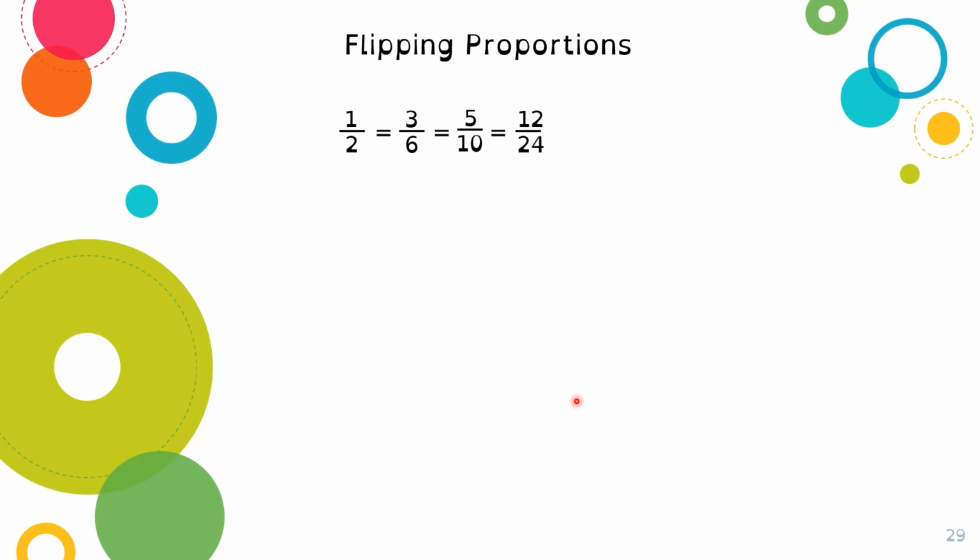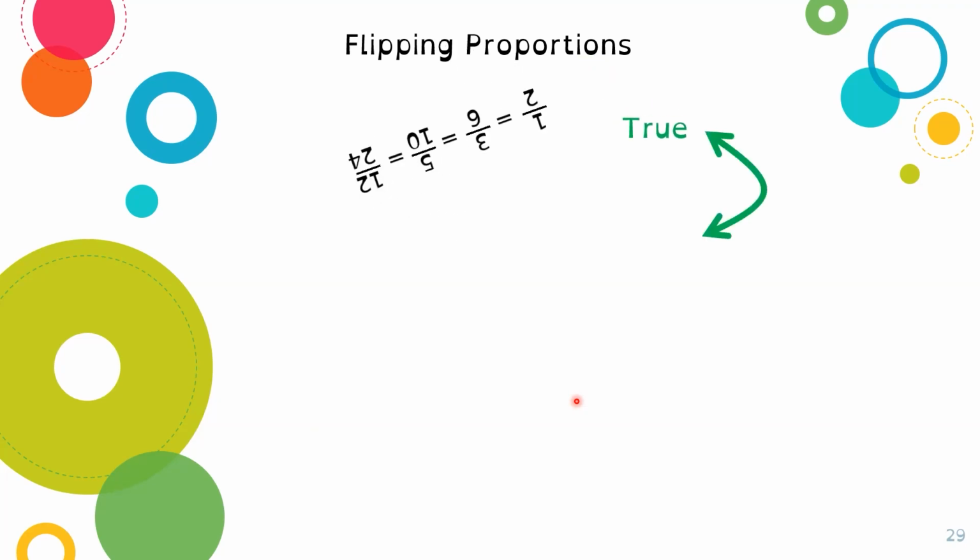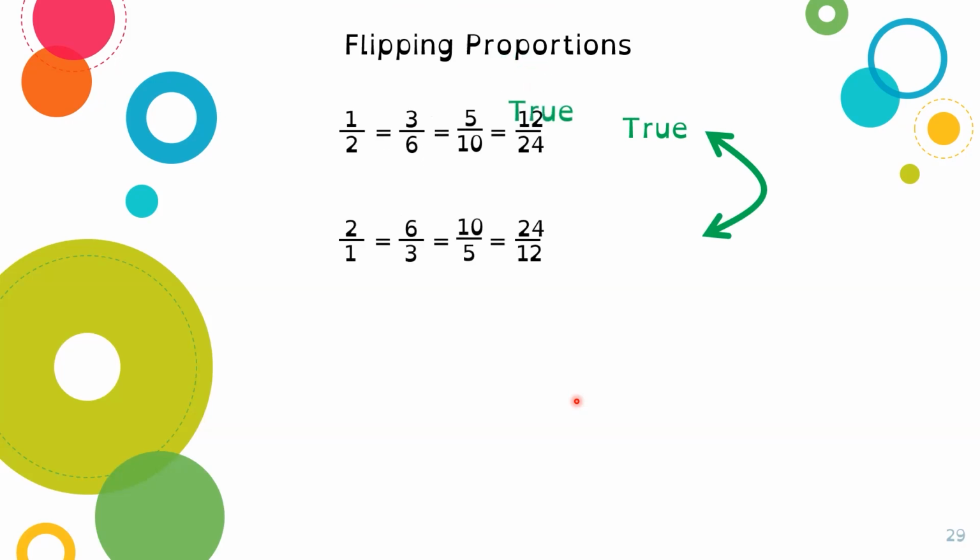So 1/2 is equal to 3/6, which is equal to 5/10, which is equal to 12/24, right? Those are all equal to a half. They're the same thing, just explained in different ways. This is true, right? Hopefully. If I flip them, it is also true that 2/1 is equal to 6/3 is equal to 10/5 is equal to 24/12.